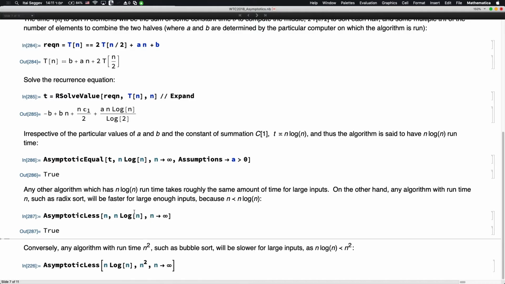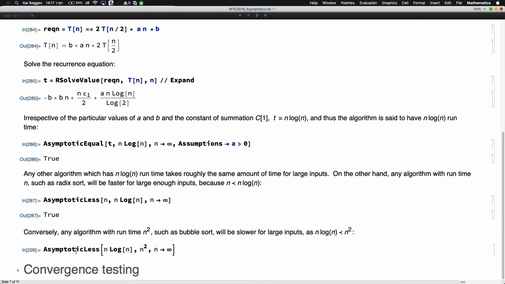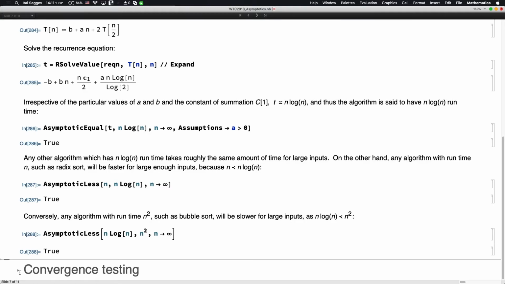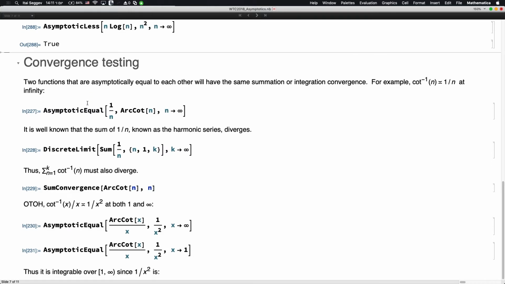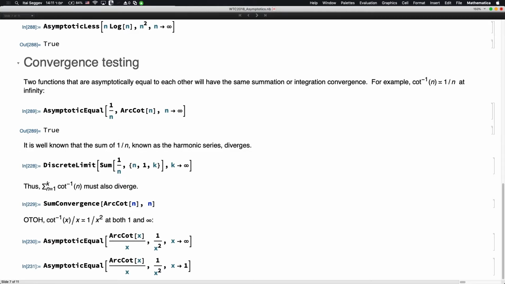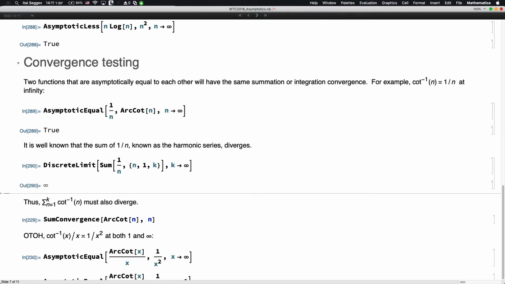So what does this tell us? Well, if you have any algorithm which takes n log n time, it'll take roughly the same amount of time, where roughly is some sociological term, but you can expect scaling similar to n log n for large inputs. On the other hand, if you have a sort that can run in time n, like a radix sort, that's going to be faster for large inputs because n is asymptotically less than n log n. On the other hand, if you were very naive and used the bubble sort, which has runtime n squared, it'll be slower because n log n is asymptotically less than n squared.